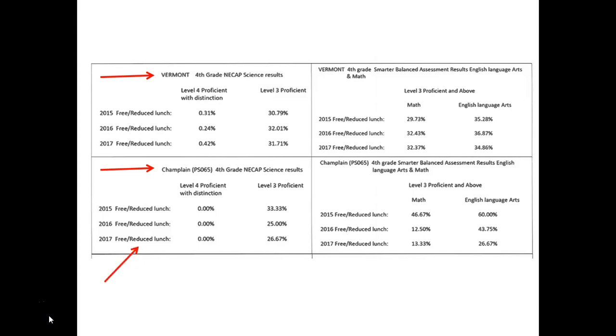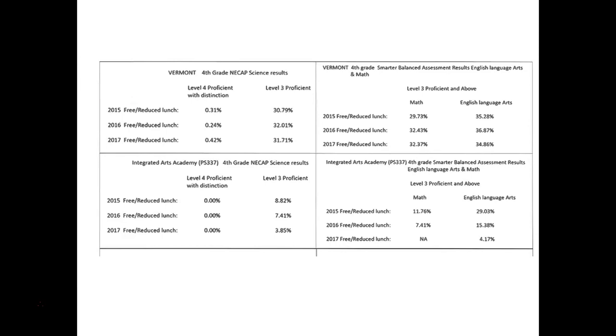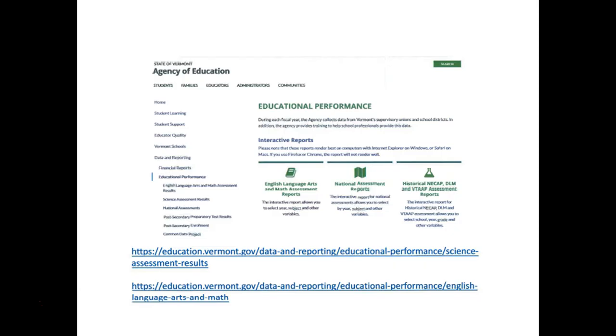Basically the gap between all students and those with socioeconomic challenges. Again, from 2015 to 2017. Notice the change. Again, another school. This happens to be Integrated Arts. Again, state averages on the top, school averages on the bottom. This is for free and reduced lunch. And this represents a screenshot of the source of the information.